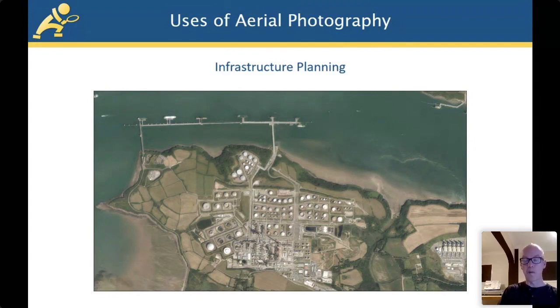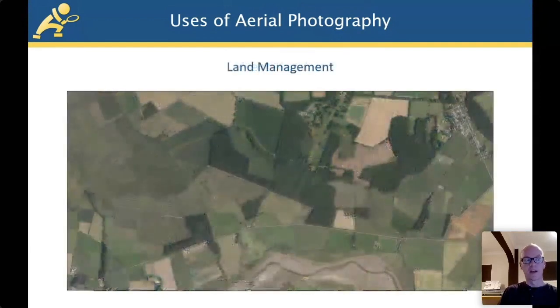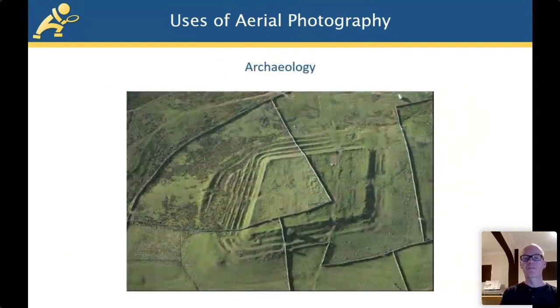We live in a very complex environment. There's always change, so there is a demand for the mapping of that change, whether it's buildings, roads, or land use. And again, things like event planning, logistics planning, and land management. So there's all sorts of applications. And we also sell for archaeological purposes as well. We sell to the likes of the British Geological Survey.